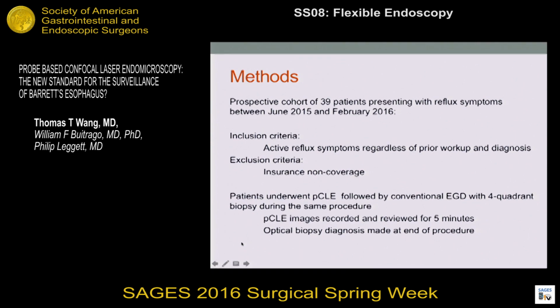So in our study, we're looking at 39 patients. This is at a single tertiary referral center for reflux between the period of June to February. We included all adult patients regardless of their previous Barrett's history, diagnosis, and workup. For those patients that did have a history of Barrett's, these were all treated either with RFA ablation or a surgical anti-reflux procedure. Patients excluded are those whose insurance did not cover the PCLE procedure.